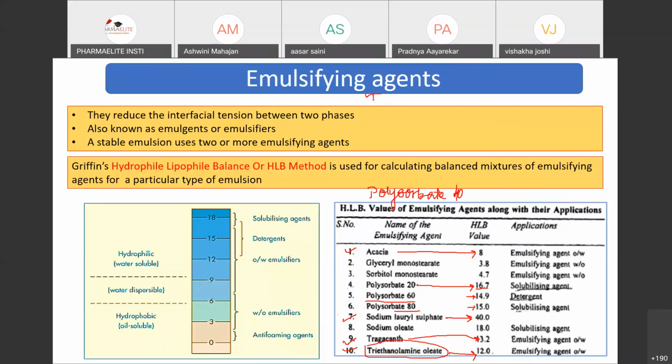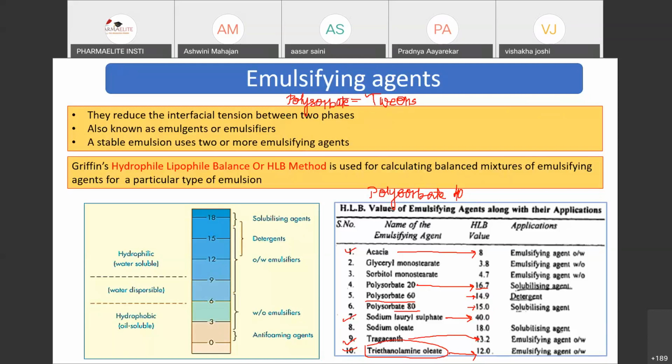What about Tweens? Can I say Tweens and polysorbates are one and the same? Yes, sir. When it comes to your Spans and Tweens, your Tweens and polysorbates are synonyms. Polysorbate is just another word for Tween. They are one and the same. We'll later go into their chemistry, what it is and how it is. As of now, I just want you to remember one thing, that polysorbate and Tween are actually one and the same thing.